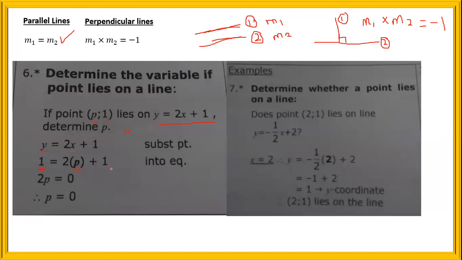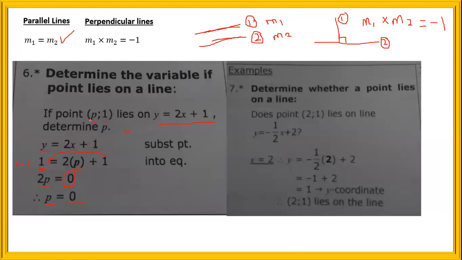Now we can easily solve for P by rearranging our equation, make 2P the subject of the formula by moving plus 1 to the other side of the equation, which becomes 1 minus 1, which then gives you a 0. All right, so you're left with 2P, which is equal to 0, and P is just 0. All right, so you've determined the variable P.